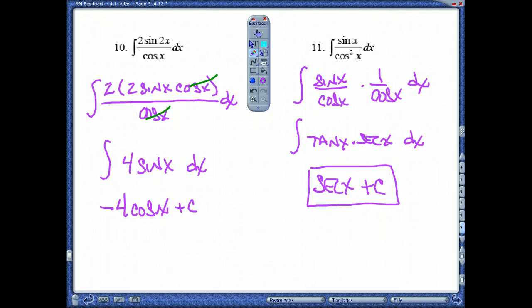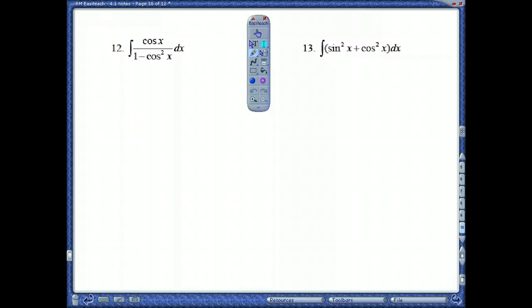They're going to be next to impossible if you don't know your identities. We can integrate sine by itself, cosine by itself, secant tangent, cosecant cotangent, secant squared, cosecant squared. That's all. So we have got to simplify these as low as we can go. Now, using that same method, I want you to try number 12. So pause the video and then see what comes up. Okay, so pause it. Try to do it.